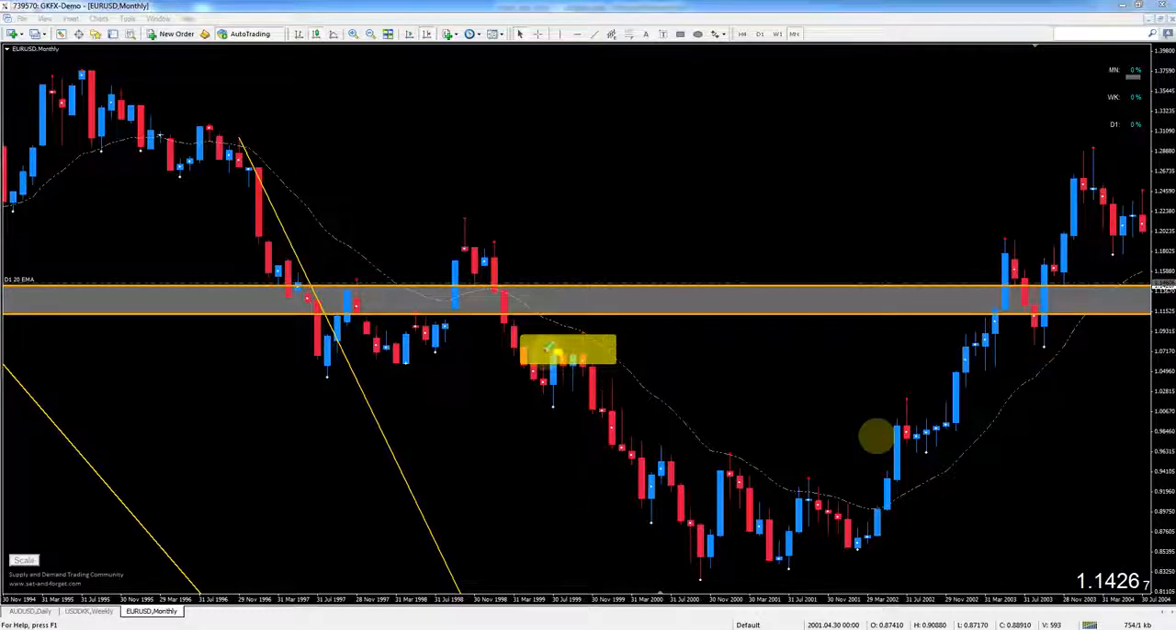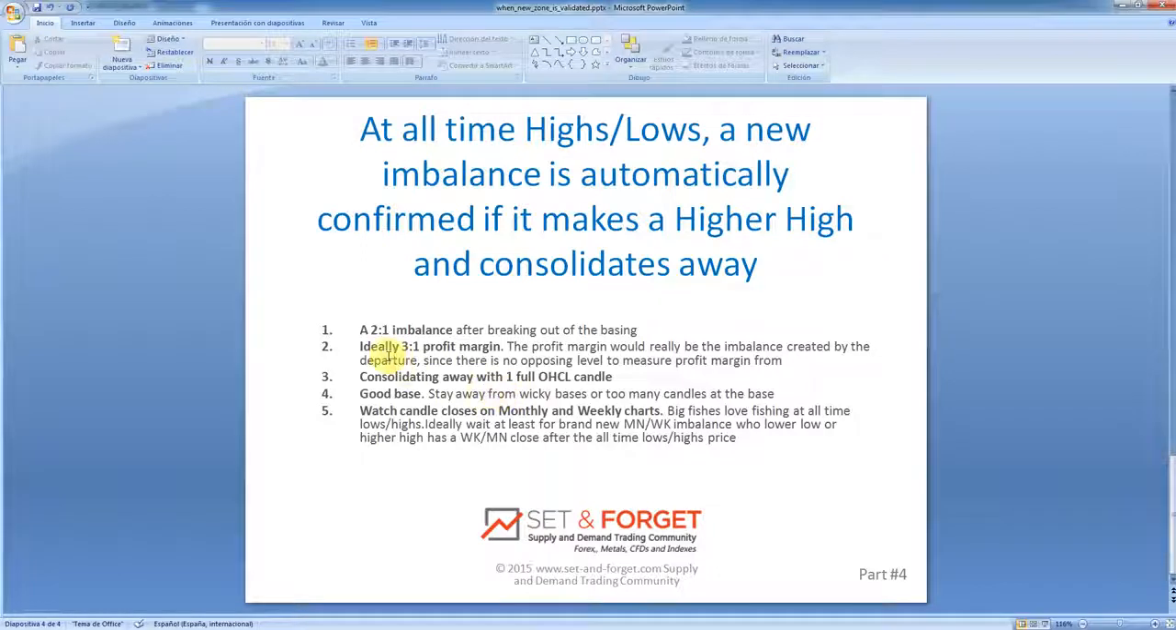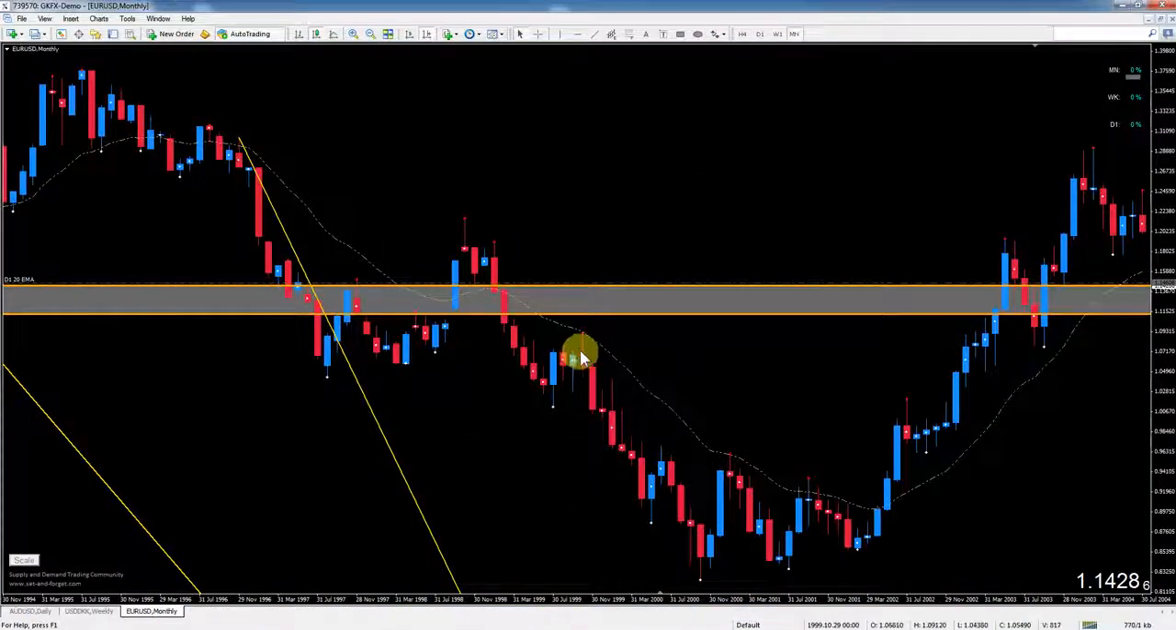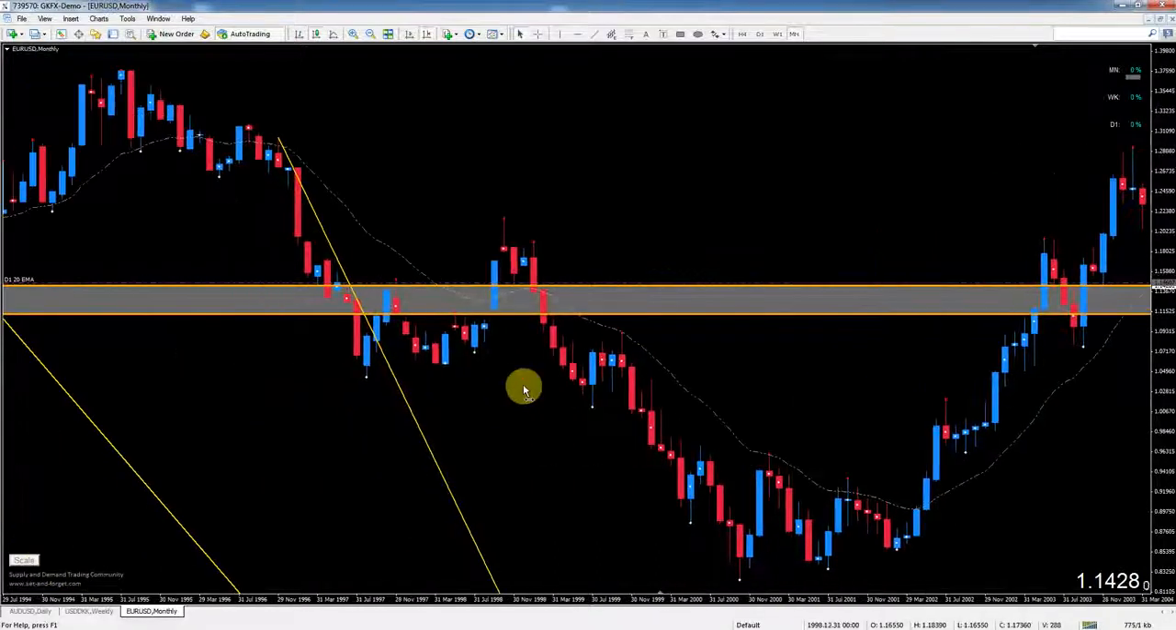Okay, so we wait for confirmation because we don't have the rules complying there. We need consolidation away with a candle. We need a 2 to 1 imbalance, etc., etc. But that didn't happen there. We wait for confirmation. Probably that was a daily while long, while short there. We don't know. I'm not going into that detail. I'm talking about the all-time lows and all that.